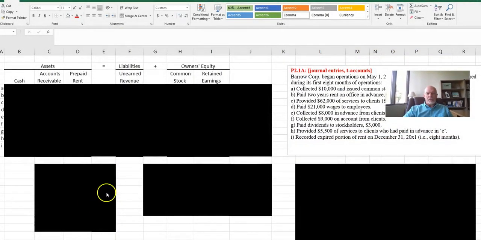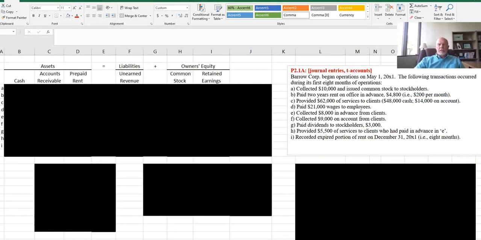So I'm going to get my picture out of the way. So I've got the transactions here. And we're going to record these in the context of the accounting equation. So real quickly, remember that the accounting equation is assets equals liabilities plus owner's equity. And our job in recording these transactions is to analyze the transaction and ask ourselves what in the accounting equation was affected and did it go up or down.